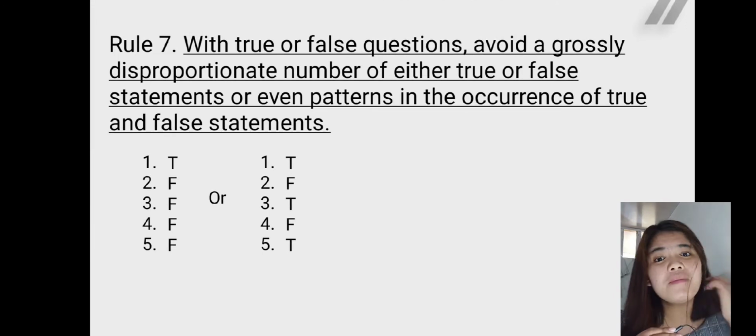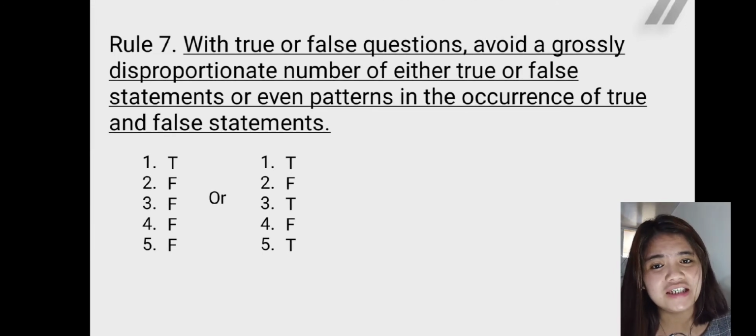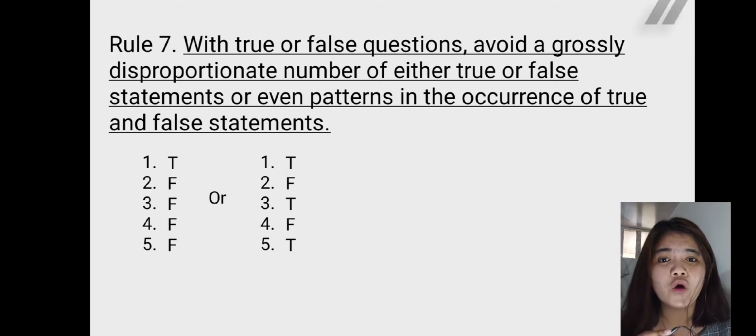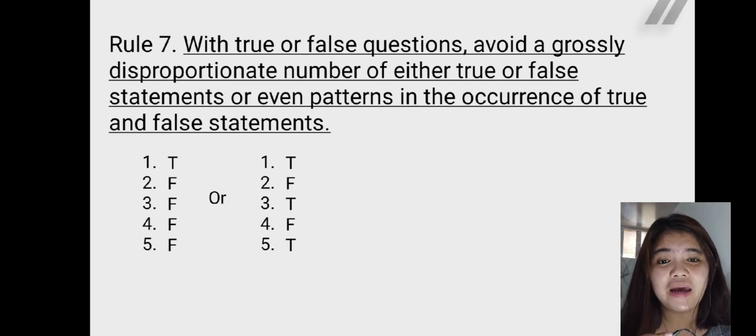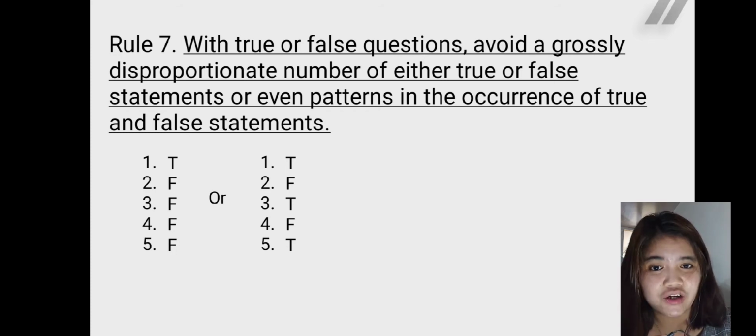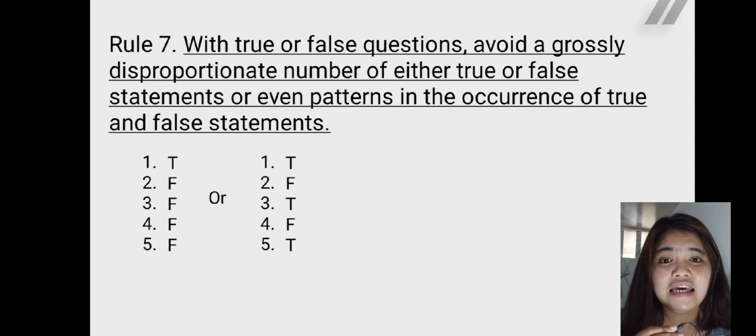And rule number 7, with true or false questions, avoid a grossly disproportionate number of either true or false statements, or even patterns in the occurrence of true and false statements. For ease of correction, teachers sometimes create a pattern of true or false answers. Students will sense it and may arrive at a correct answer, not because he or she really knows the answer, but because he or she senses the pattern.